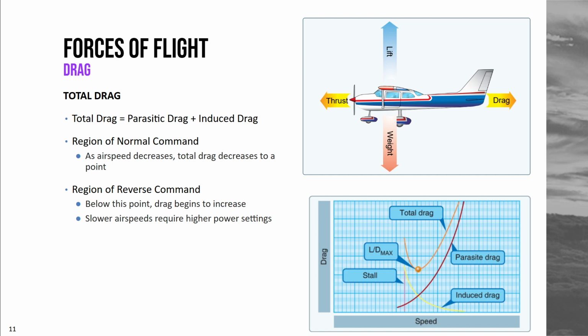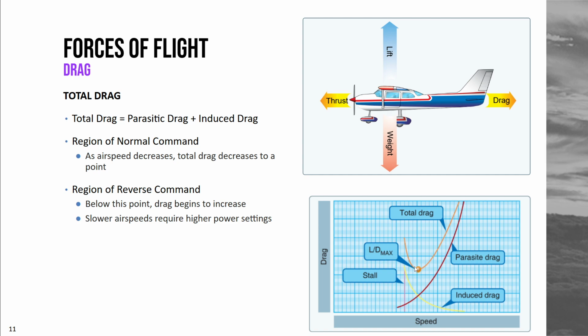So total drag is just parasite drag plus induced drag. As we can see right here, this orange line is our total drag, and all we're doing is adding up our induced drag and our parasite drag. So if I just took, maybe right here, for example, and add up this line here, that gives me the total drag I'll be experiencing at this specific airspeed.